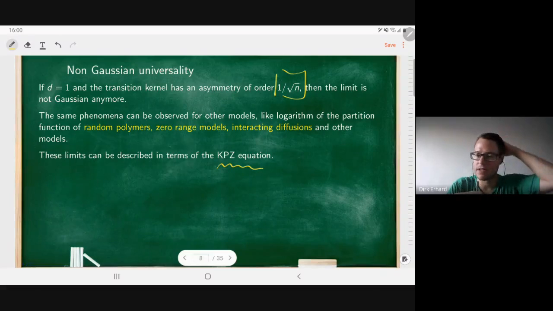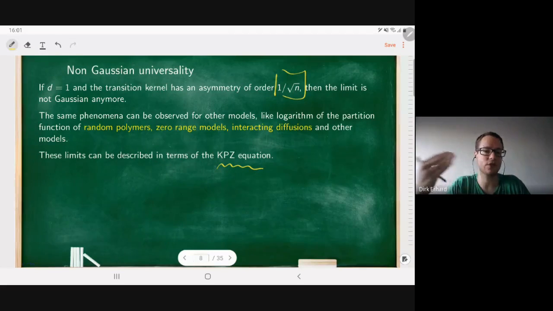Partially it has been proven. There was a paper that recently appeared. If you take an asymmetry of a fixed order that does not vanish, then we know that it's true. But if it still vanishes, then I'm not completely sure, and I don't think it's known.